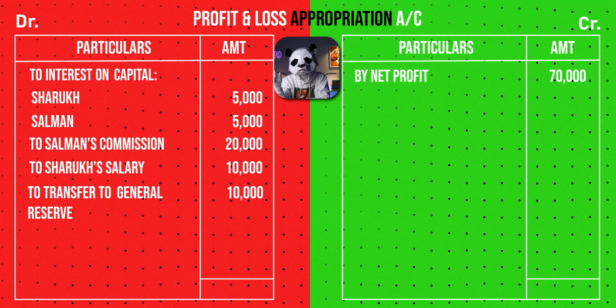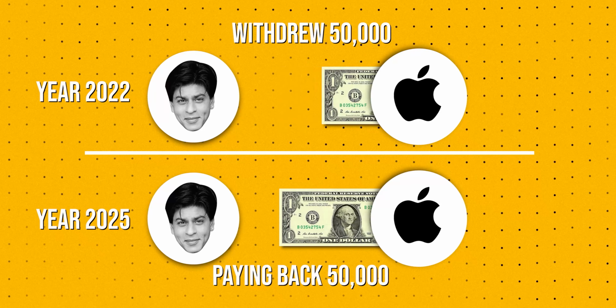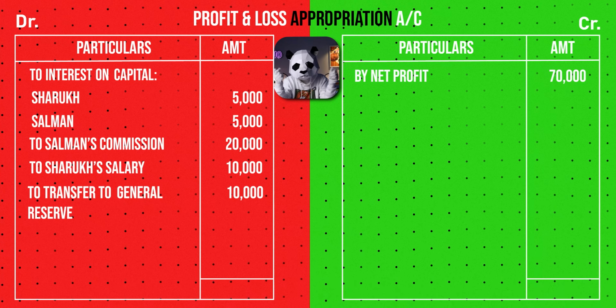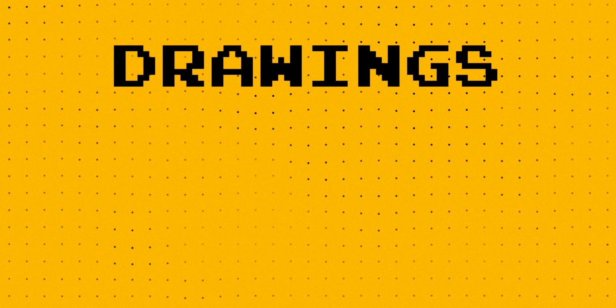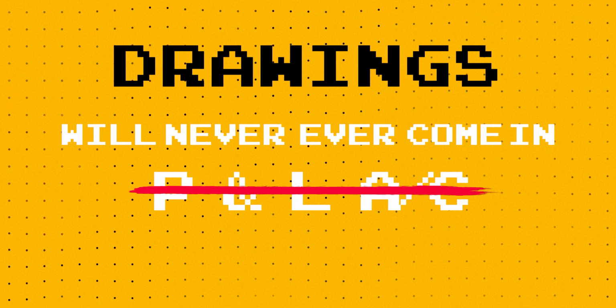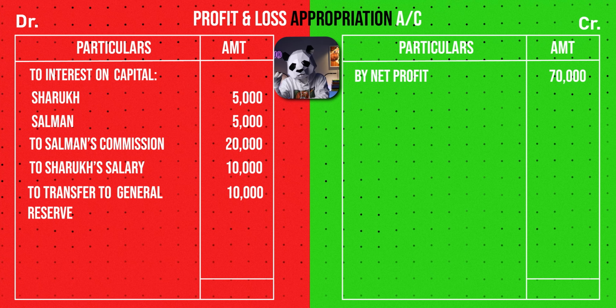And you can't call it a profit too, because it is the money which the business gave and it is going to receive the same thing back. Nothing more than that. So that's why drawings will never ever come in both profit and loss account and profit and loss appropriation account. Okay, so what are we going to do with it? As of now, let's just ignore it like the way your crush ignores you. Well, I will tell what to do with the drawings in the next episode.